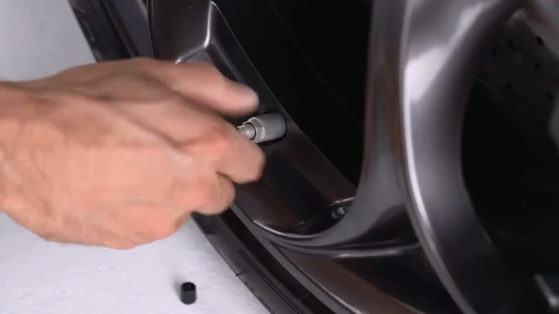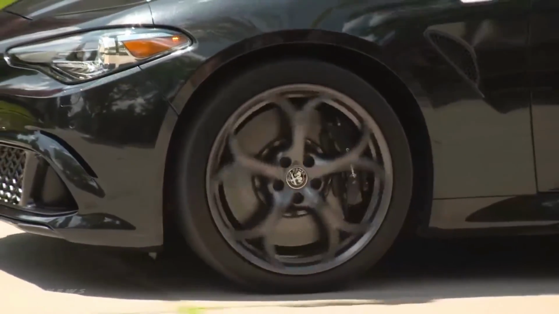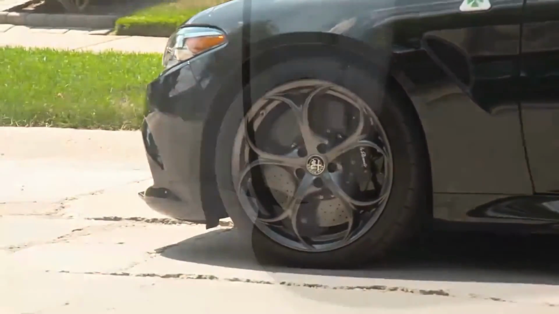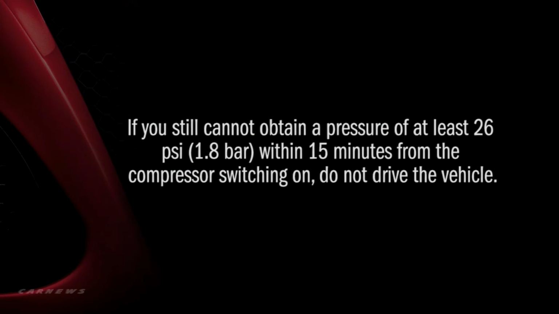If the pressure is not at least 26 psi or 1.8 bar after 15 minutes, disengage the compressor from the valve and power outlet. Then move the vehicle forward about 5 tire turns to distribute the sealant inside the tire. Then repeat the inflation process. If you still cannot obtain a pressure of at least 26 psi or 1.8 bar within 15 minutes from the compressor switching on, do not drive the vehicle. The tire is too badly damaged and should not be driven on.